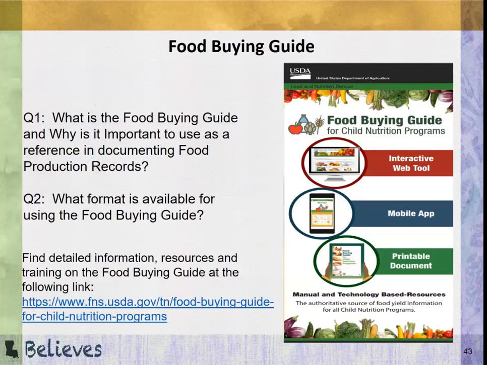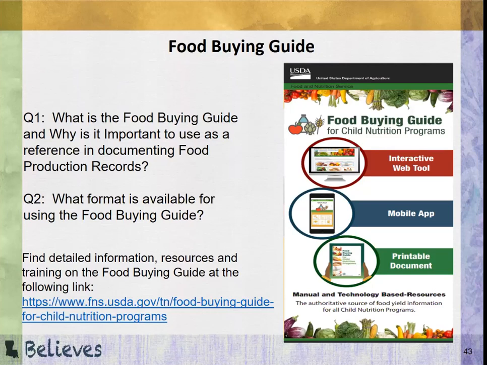Okay, let's talk a little bit about the food buying guide. What is the food buying guide and why is it important to use for production and documentation in production records? Food production records are documented with the primary goal of illustrating on one page that a reimbursable meal was served to the student population. The food buying guide is the essential reference for food yield and crediting information for all child nutrition programs and meal patterns.